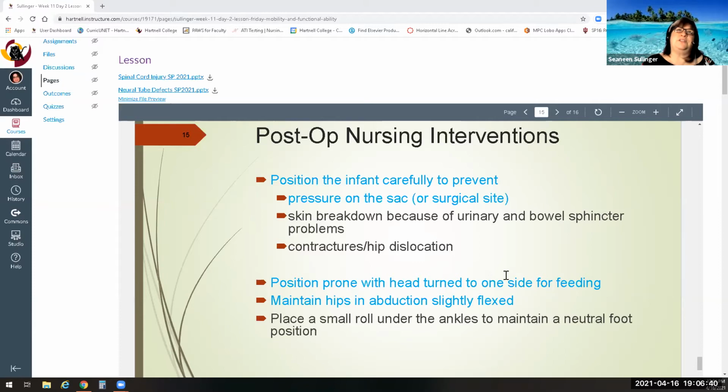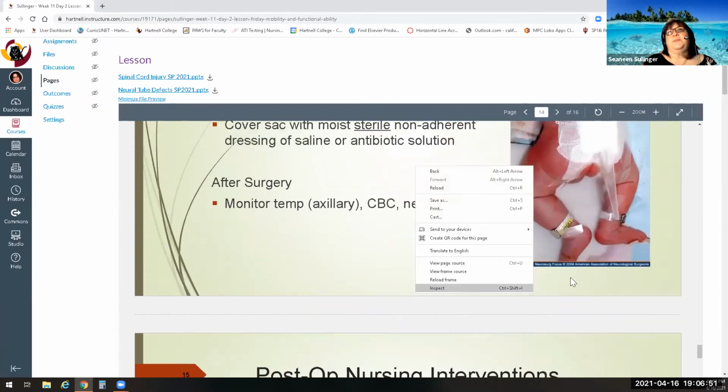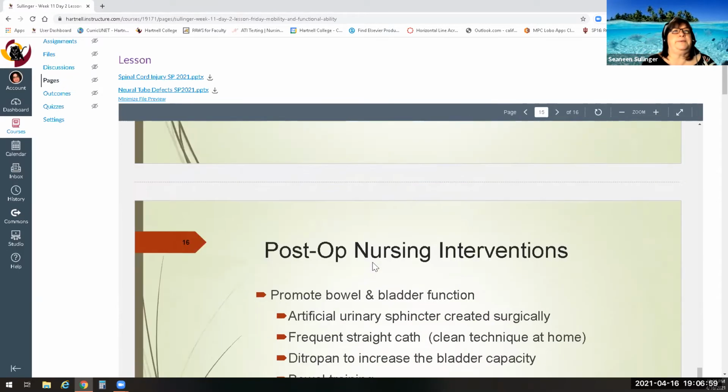Maybe an NG tube to feed, because I really don't want to feed the baby flat, and keep the hips slightly abducted. And then you can do a small roll. This baby doesn't have a small foot roll, but if you put a little foot roll, it'll help the feet turn in a little bit to maintain that position.